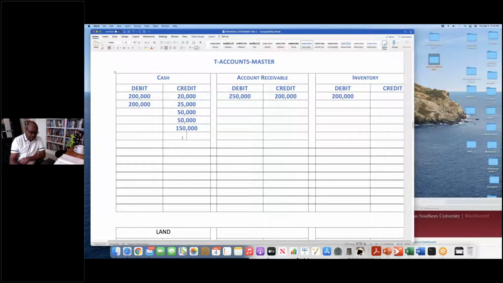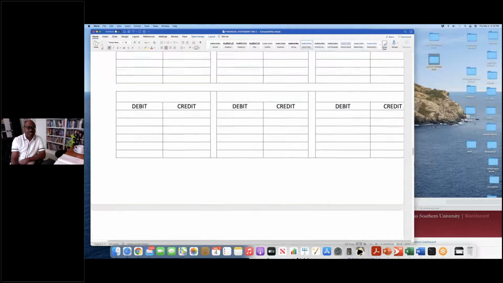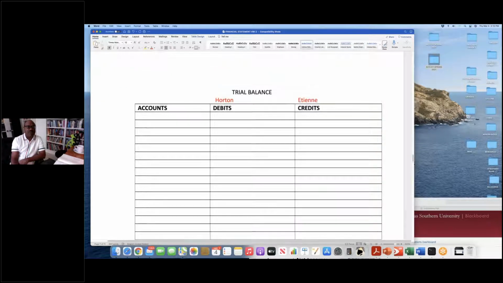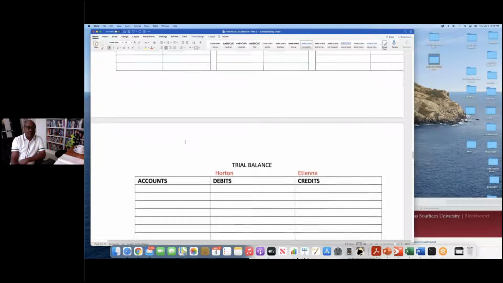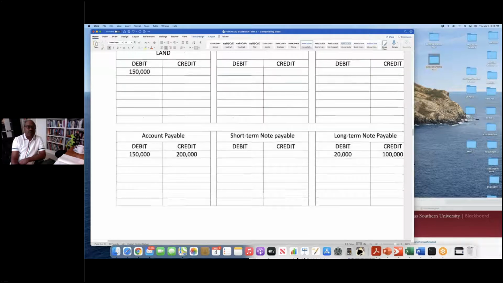So now we're finished, correct? Mm-hmm. With the journal entries. What's our next step? Add them up. The trial balance, since we did do the T accounts as we went through the journal entries. So Horton, I guess you're up first.